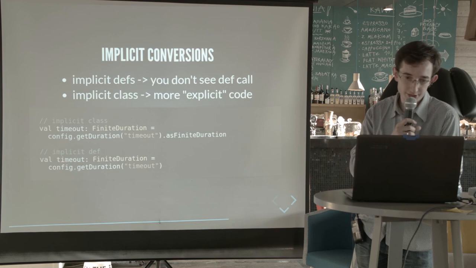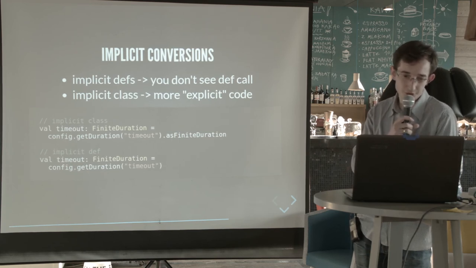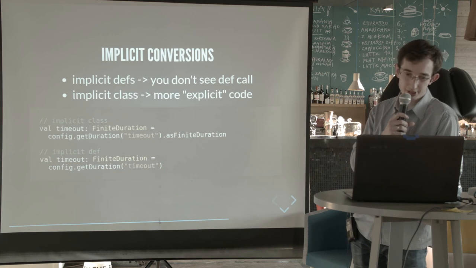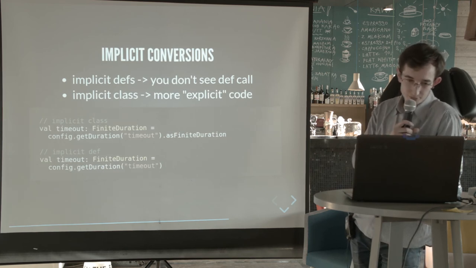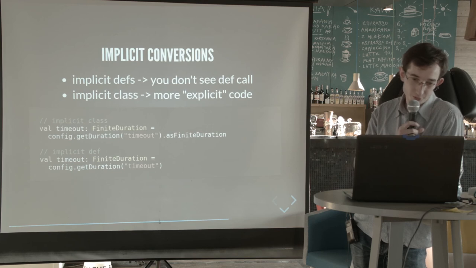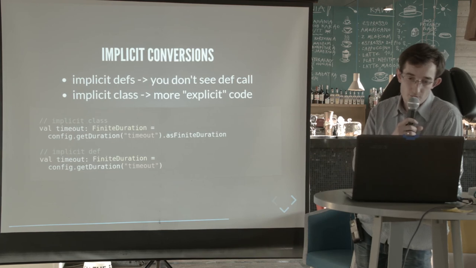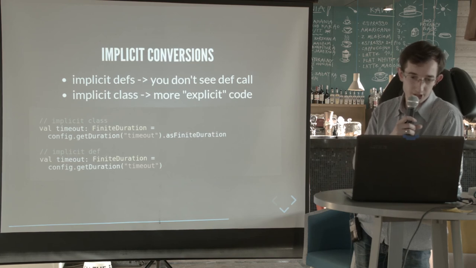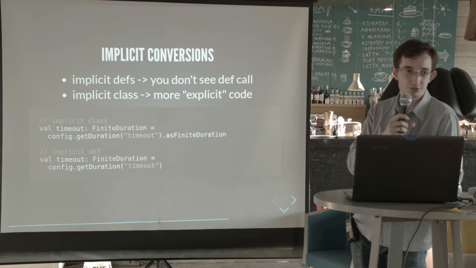Sometimes I find that the usage of implicit defs can make your code more difficult to reason about, and I prefer to use implicit classes instead, because I have to explicitly call a method from the implicit class. It is illustrated on the slide. Personally, I find the second case more readable. By the way, it is much easier to play with implicits when the IDE helps you. In IntelliJ, you can use a combination, as I remember, Control Alt Shift Plus, and it will show you all usages of implicits in the current file.